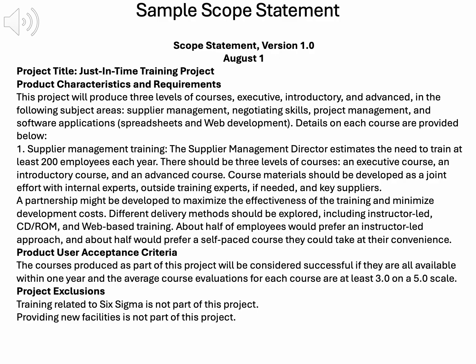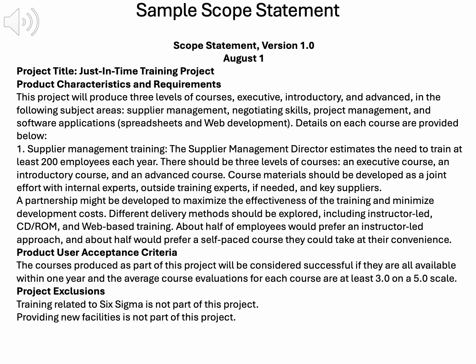This slide presents a sample scope statement for the just-in-time training project, illustrating how to define scope clearly. Let's explore its components and their role in scope management. The scope statement, version 1.0, outlines product characteristics and requirements.